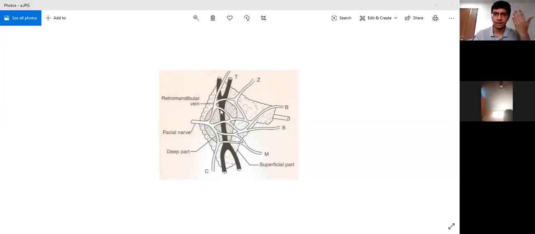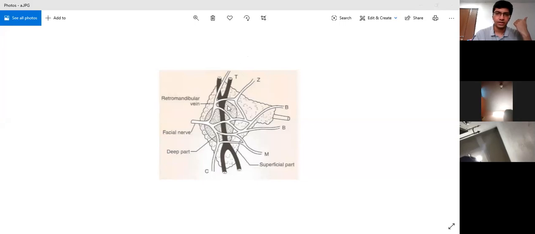Okay, per se we can say that. These are various branches of the facial nerve, and this is the retromandibular vein. It is formed by two divisions, the angular facial vein and the maxillary vein. So from the retromandibular vein, which is present behind the facial nerve, so as to say. Also behind this.